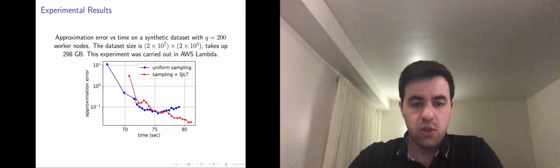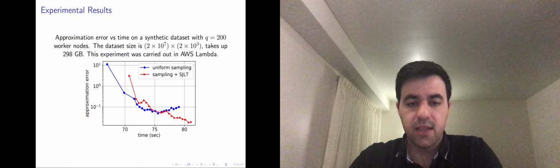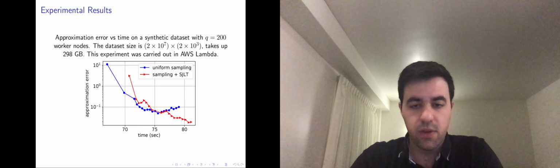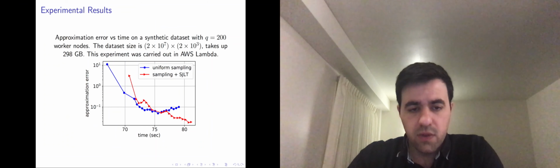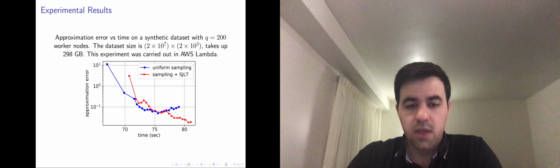This figure shows the approximation error against time for the distributed sketching algorithm for a large-scale least squares problem with a data matrix of 20 million rows and 2,000 columns. This experiment was done in AWS Lambda, which is AWS's serverless computing service. We see in this figure that as time progresses, more and more workers return their outputs and their average gets closer to the optimal solution.